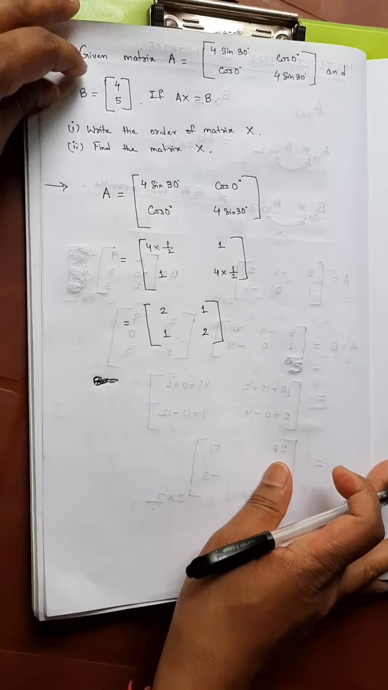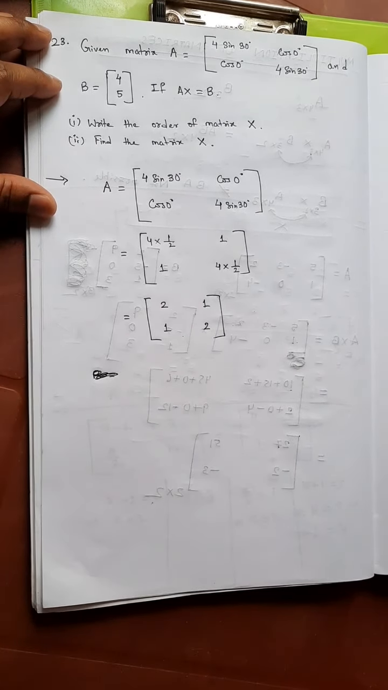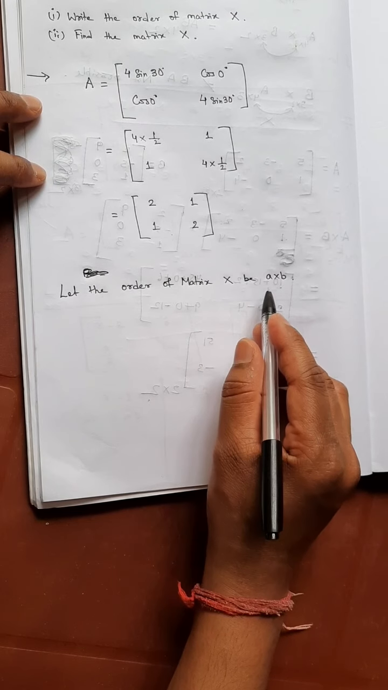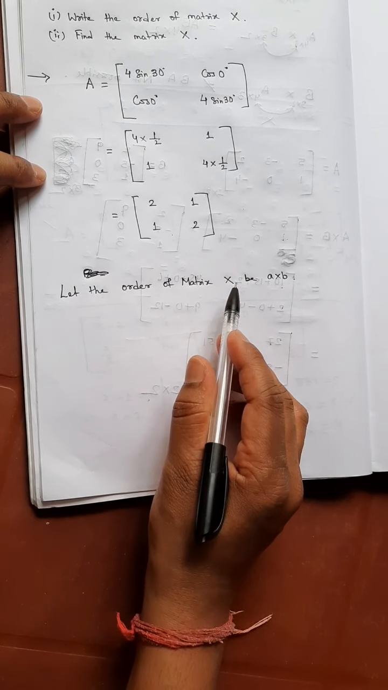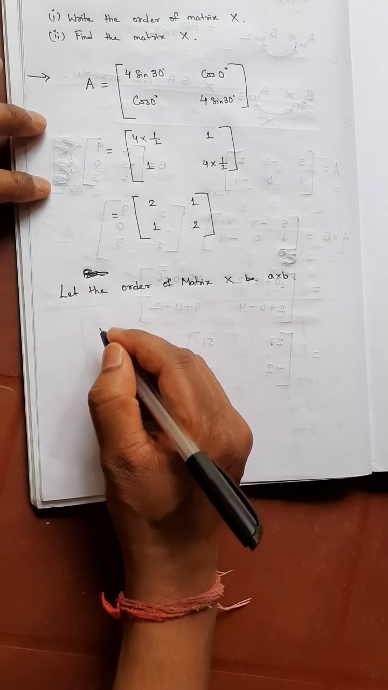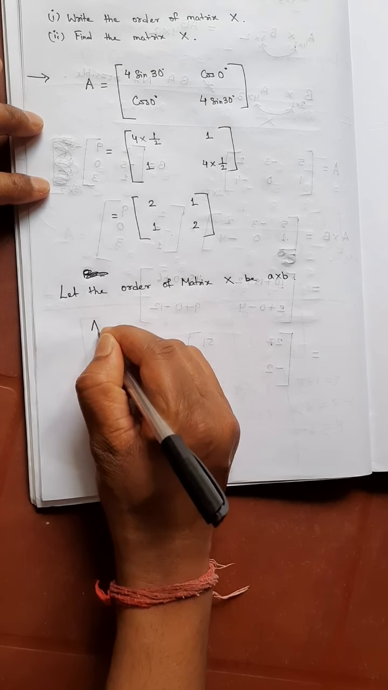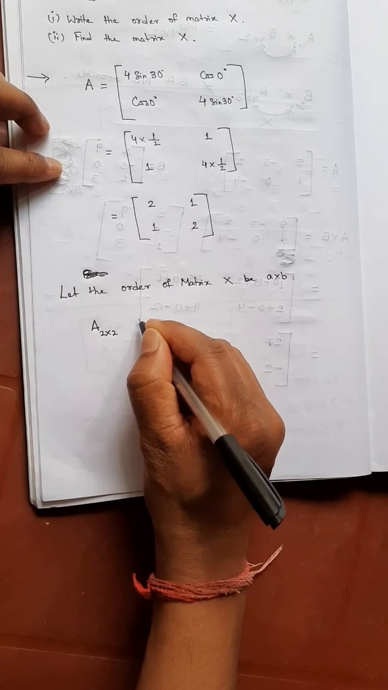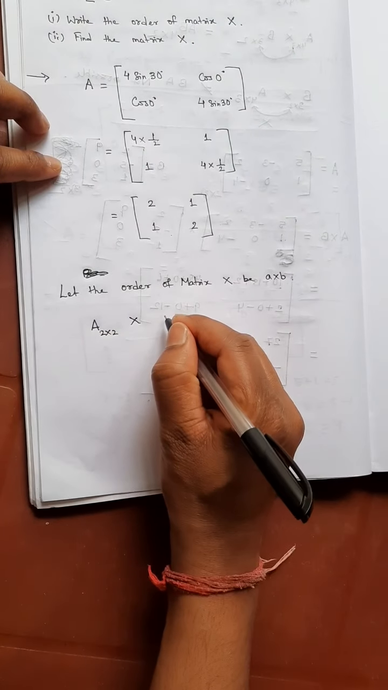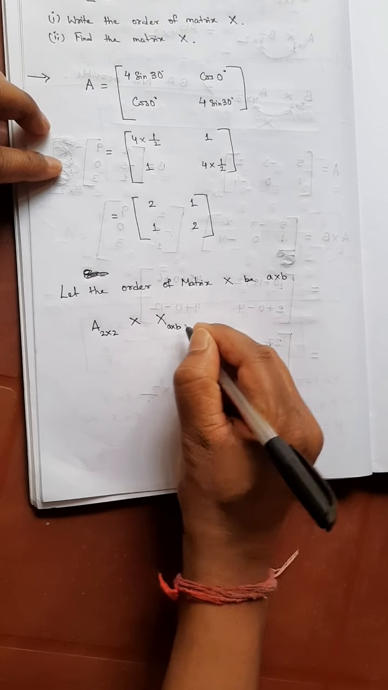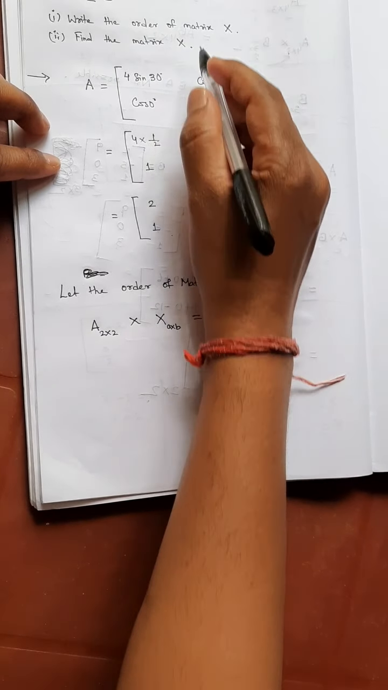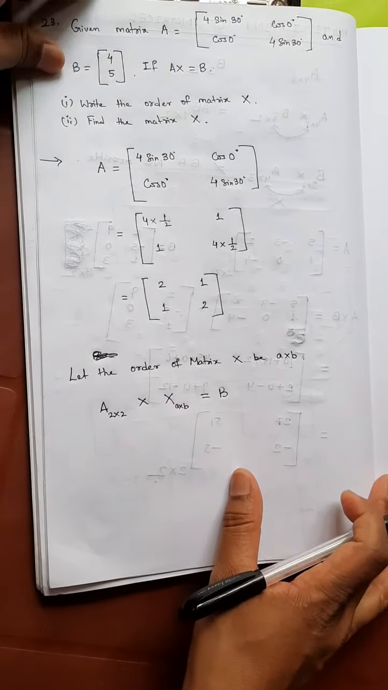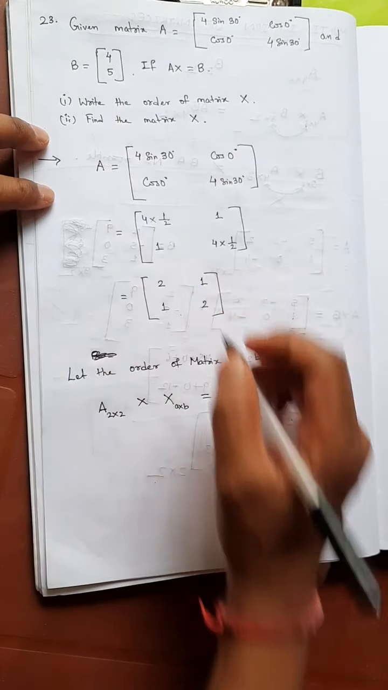Now let's find the order of matrix X. Here I have assumed the order of matrix X to be A into B. After that we will write the equation: the order of A is 2 by 2, then into X, the order of X is A into B, is equal to B. The order of B, as you can see, is 2 by 1.